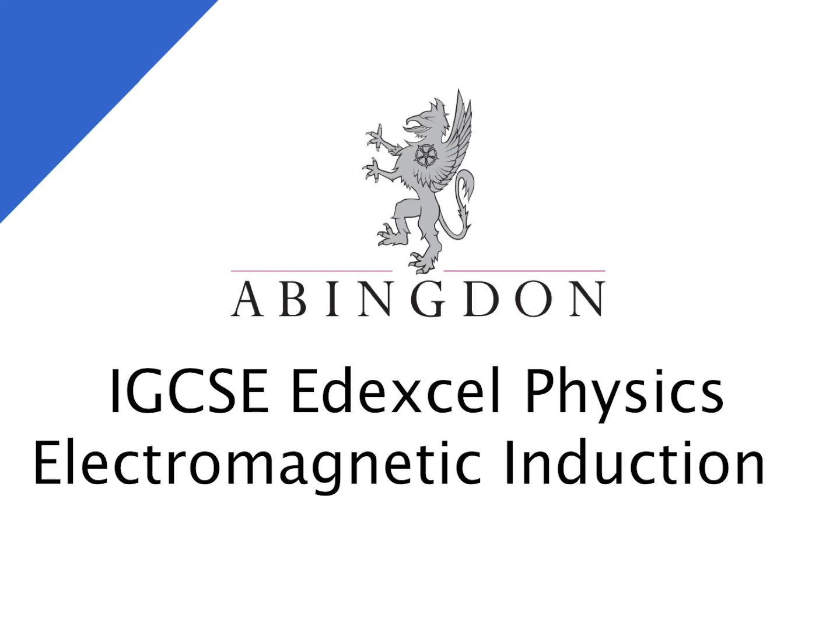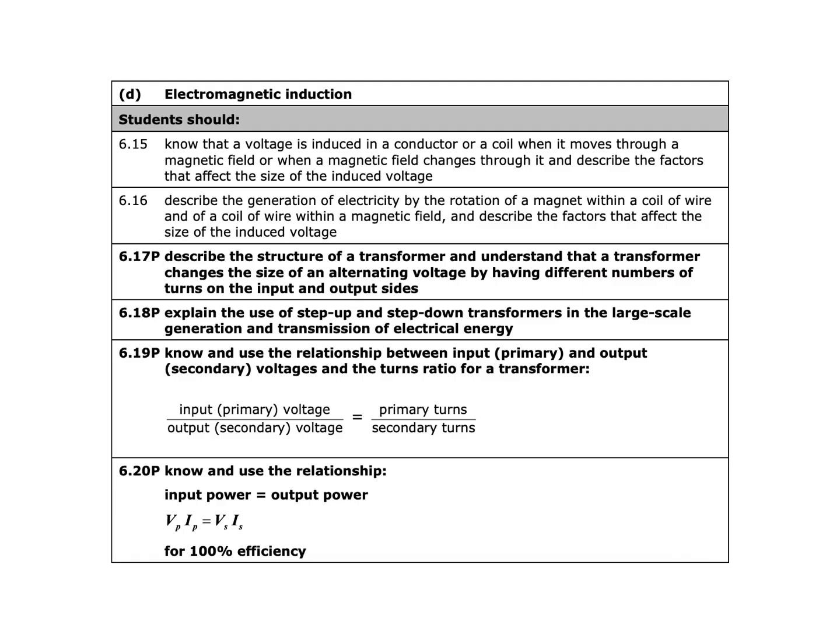Today we'll be looking at IGCSE Edexcel Physics, Topic 6, Magnetism and Electromagnetism, in particular Electromagnetic Induction. We will first be covering spec points 6.15 and 6.16 for double award, and then we will be looking at 6.17 to 6.20, which will be for triple award only. So double award for the first part of the video, then triple award for the whole video.